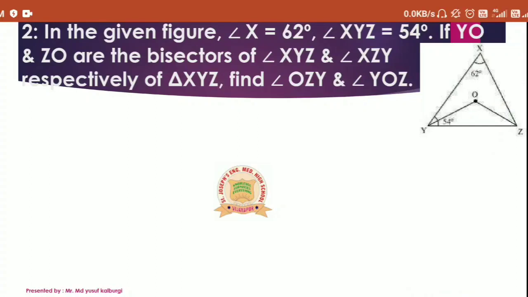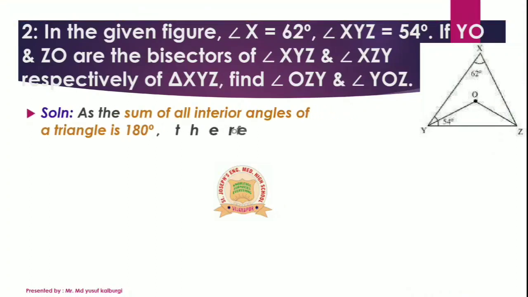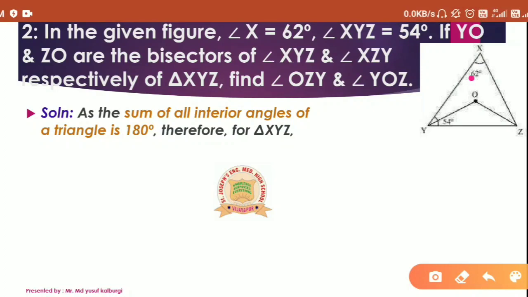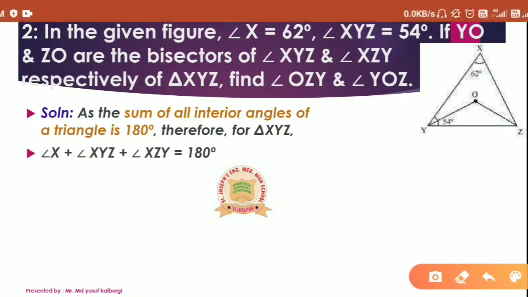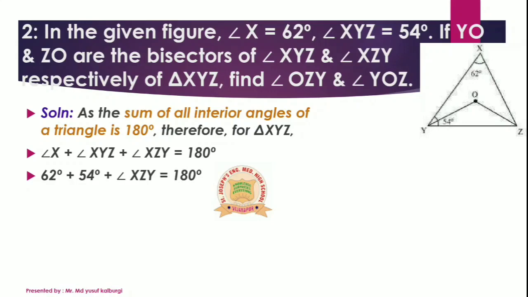So what we have got, as the sum of interior angles of a triangle is 180 degrees, therefore for triangle XYZ we have got these two angles. The third angle can be found by the angle sum property. Yes, we can find it by the angle sum property. So let us write that. Angle X plus angle XYZ plus angle XZY, if you add all three, you are going to get 180 degrees. Angle X is 62 degrees and angle XYZ is 54 degrees. Substituting those values in the equation, we get 62 degrees plus 54 plus XZY is equal to 180 degrees.